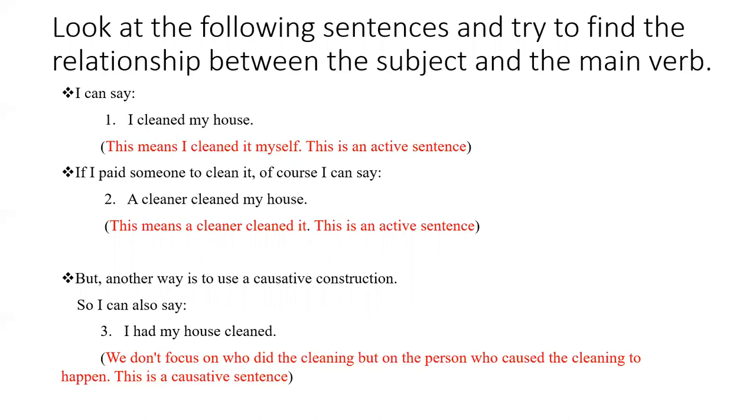So I here in this third sentence, I had my house cleaned. I is the cause and not the doer. Notice that we don't focus on who did the cleaning, but on the person who caused the cleaning to happen. That's the subject. And this is a causative sentence.